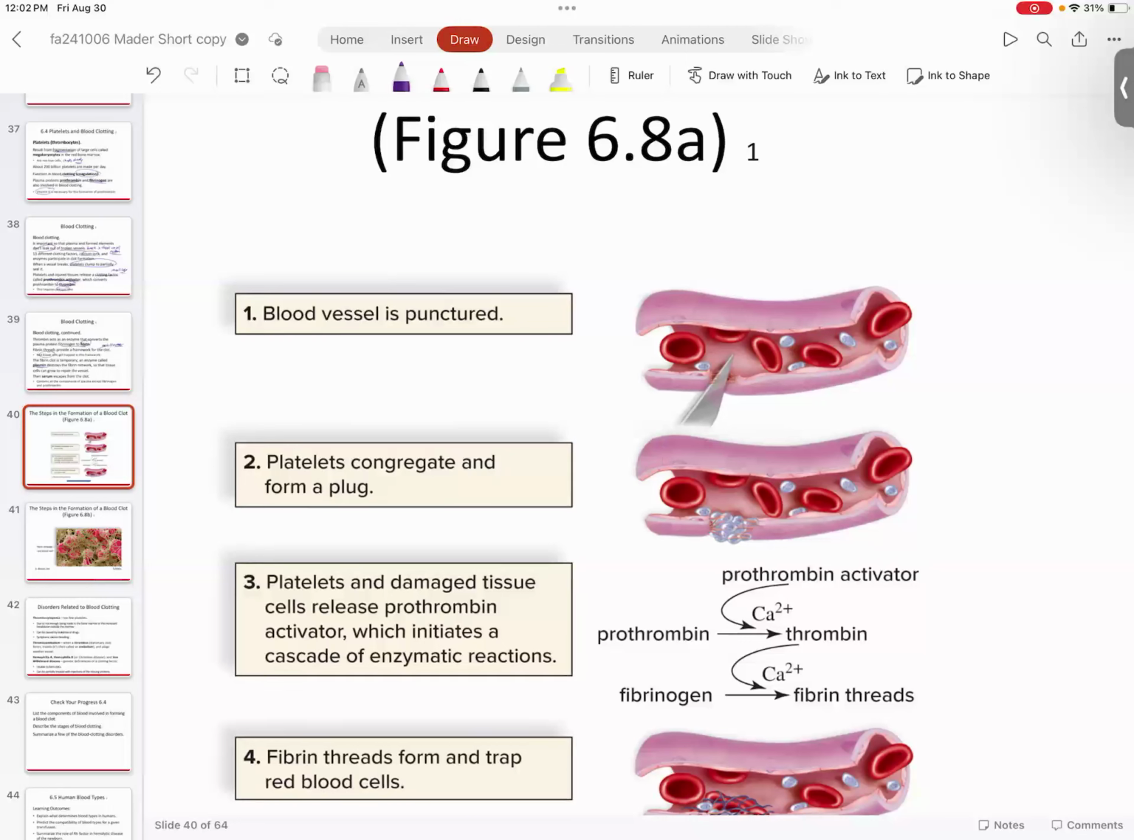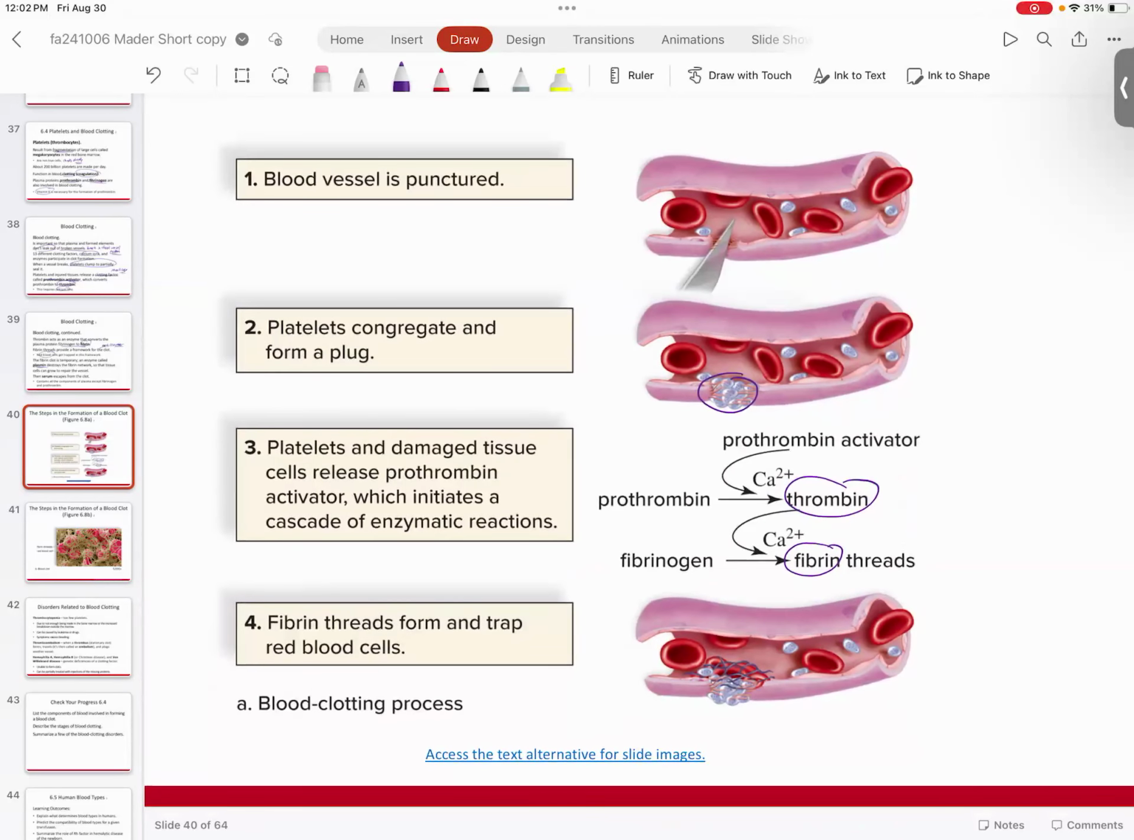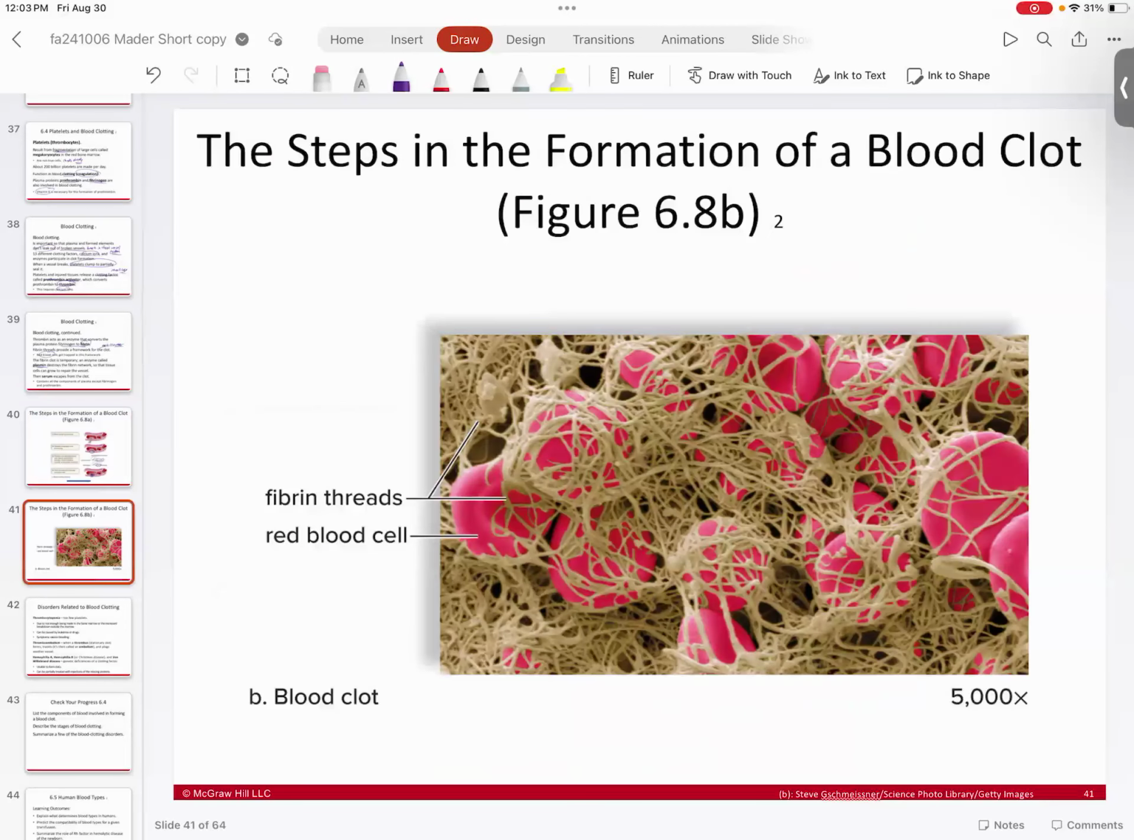First of all, your blood vessel is punctured. In order to keep from bleeding out, your platelets will immediately glom onto it and form a platelet plug. That's the first piece. Then you want to solidify that a little bit because platelets are soft. So prothrombin activator will turn on prothrombin, which will then convert fibrinogen into fibrin. Those fibrin threads will then come in and interject into this plug and seal it up very strongly, trapping blood cells and other platelets and things like that. And so that's your clot. That's kind of what it looks like.